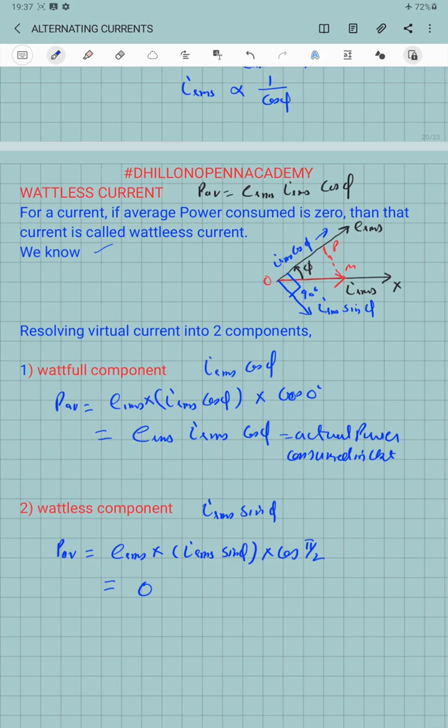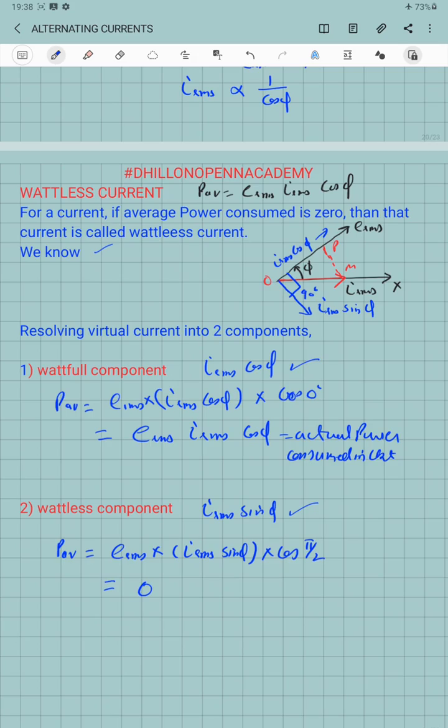For example, if an AC motor is running by supplying some current to it, then the actual electrical energy which is getting converted into mechanical energy by the AC motor arises because of the wattful component of the current. But we know that there will also be some heating of the coils of the motor. That heat produced in the coils of the motor is because of the wattless component of current. So the wattful component is responsible for actual useful electrical energy. The wattless component is responsible for the loss of energy.